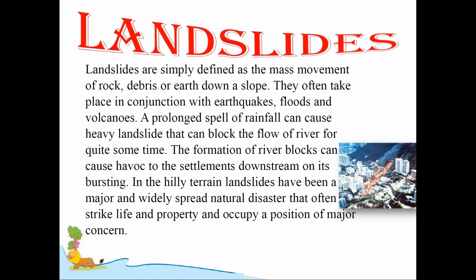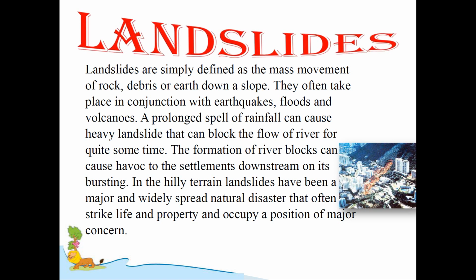Okay, next, now landslides. Here you can see the picture. This is a black area, it's a mountain. And from there the land has just slid down. So this is called a landslide. Landslides are simply defined as the mass movement of rock, debris, or earth down a slope. They often take place in conjunction with earthquakes, floods, and volcanoes. Because of these activities, it happens.